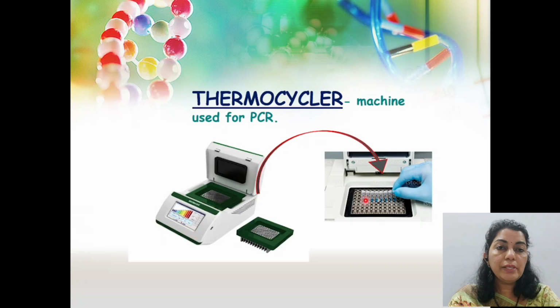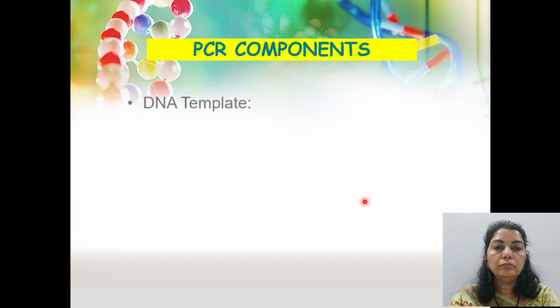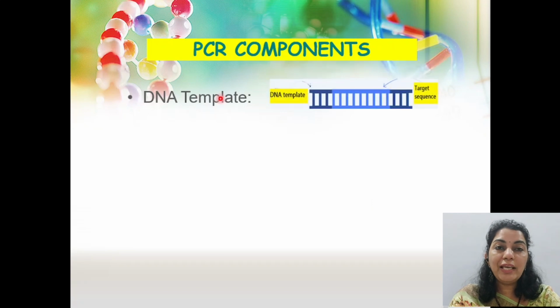There are PCR tubes in which we add the various components which are needed to conduct PCR. So let's see what components we need. First is the DNA template. It is the segment of DNA which we need to amplify. That is our target sequence.